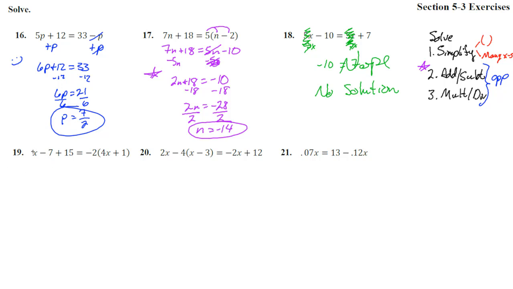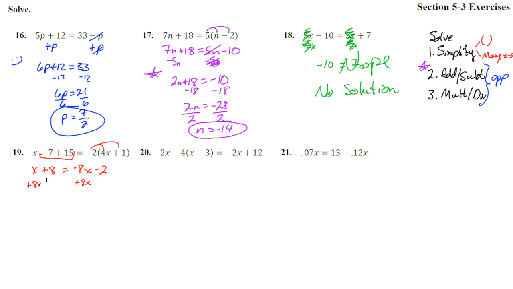Okay, number 19. Do we have parentheses? Yes, we do. So let's distribute that, and we get x minus 7 plus 15. We can go ahead and put those together, can't we? Negative 7 and plus 15, that is a plus 8 equals negative 8x minus 2. Oh, we did two little things of simplifying there. Good. Now we've got to get the x's together, so let's get rid of this negative 8x. We could add 8x to both sides.